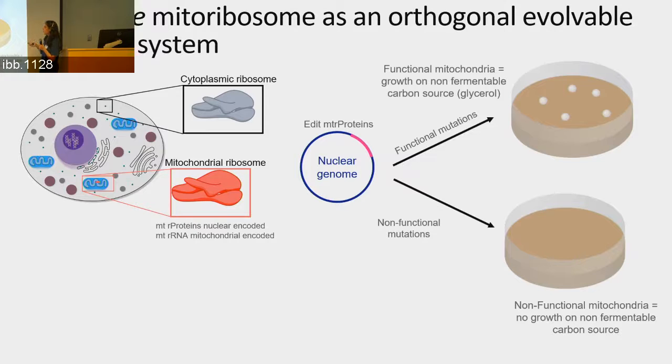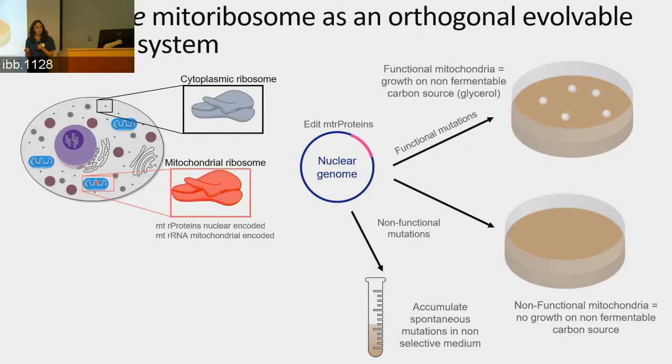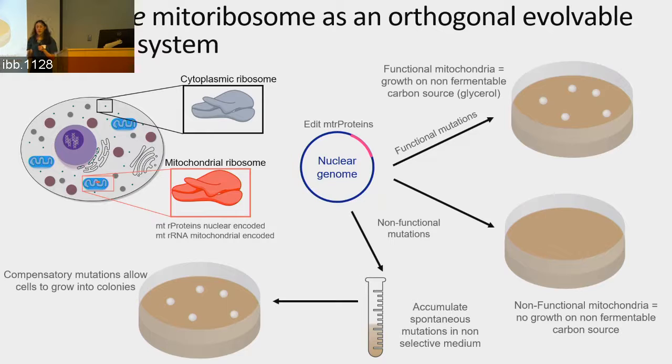So we have functional mutations, non-functional mutations. But this isn't where the story ends. And this is what's special about Saccharomyces cerevisiae. They do not need functional mitochondria to stay alive like we do. So just because the mutations are non-functional doesn't mean that the cells are dead. So I can take these cells with the non-functional mitoribosomes and then continue to grow them in a non-selective medium, using glucose as the carbon source. This allows them to accumulate spontaneous mutations as cells divide, and then I can test to see if any of these mutations are compensatory to allow the mitoribosomes to function again. And I do this by once again going back to glycerol as the carbon source.